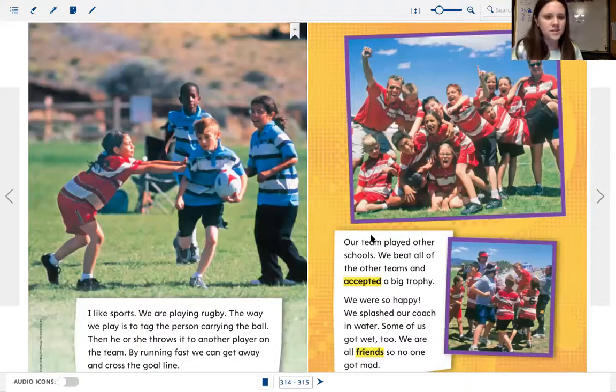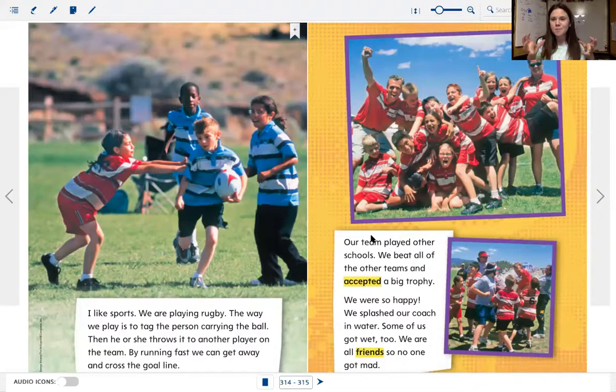I like sports. We are playing rugby. The way we play is to tag the person carrying the ball. Then he or she throws it to another player on the team. By running fast, we can get away and cross the goal line. Our team plays at other schools. We beat all of the other teams, and accepted a big trophy.